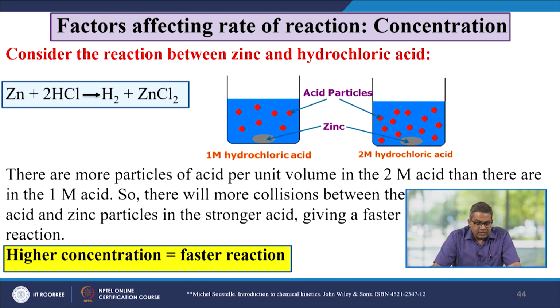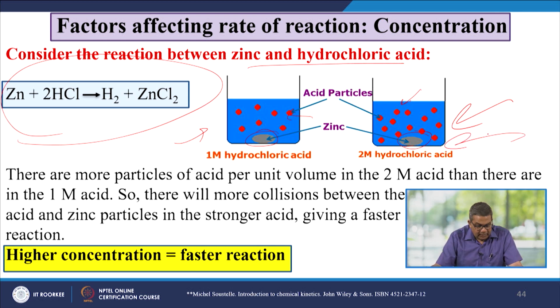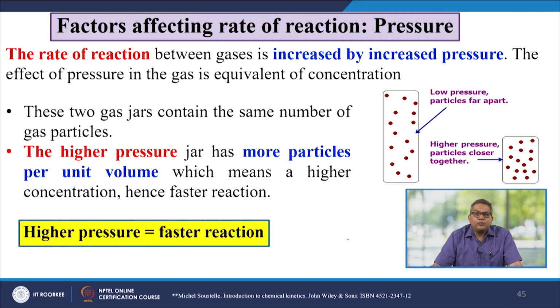Similarly, let us talk about the concentration. Now, consider the reaction between zinc and hydrochloric acid. This is the basic formula, Zn plus 2HCl gives H2 plus ZnCl2. Here the red dots are the acid particles, and this is the zinc. There are more particles of acid per unit volume in this 2 molar acid than there are in the 1 molar solution. So, there will be more collisions between the acid and zinc particles in the stronger acid, and this may give a faster reaction. So, the higher concentration gives the faster reaction.